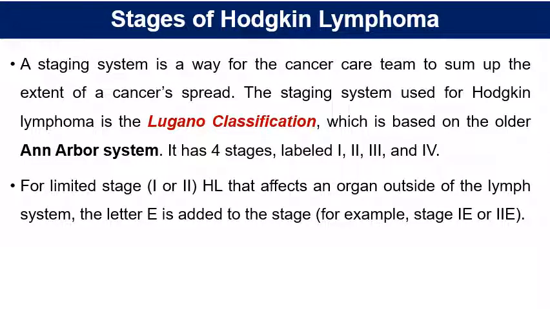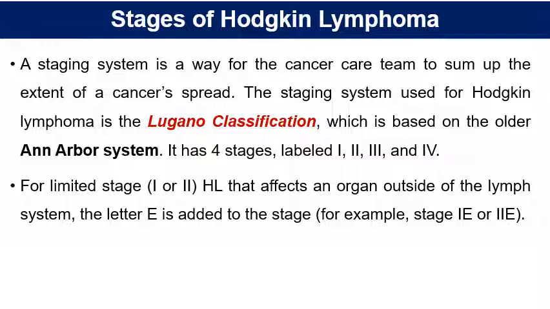Next are the stages. Of course, there is a classification and stages for any cancer, and lymphoma also can be classified and divided according to stages, which helps healthcare providers in planning the management of treatment. The staging system is a way for the cancer care team to sum up the extent of cancer spread. The staging system used for Hodgkin lymphoma is the Lugano classification, which is based on the older Ann Arbor system. It has 4 stages labeled 1, 2, 3 and 4.